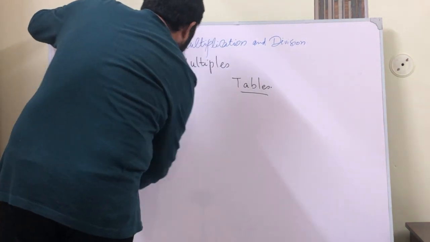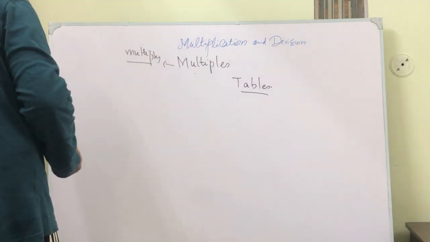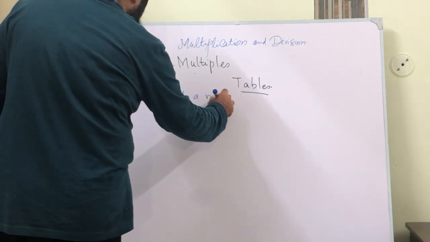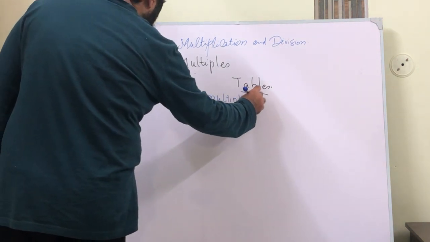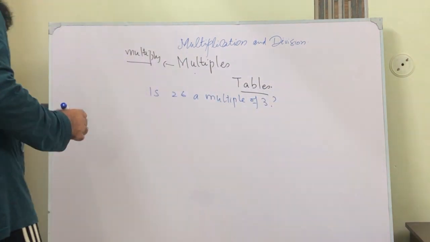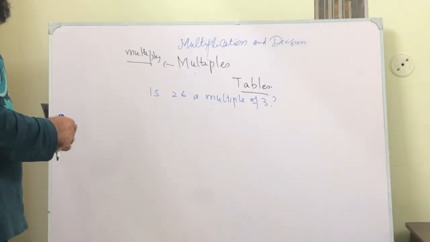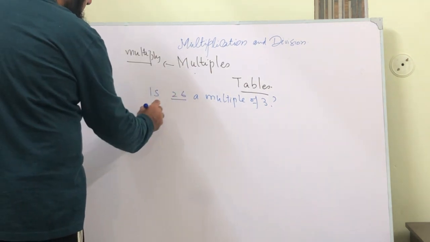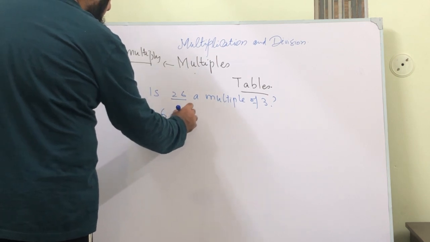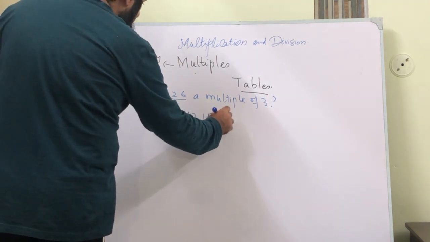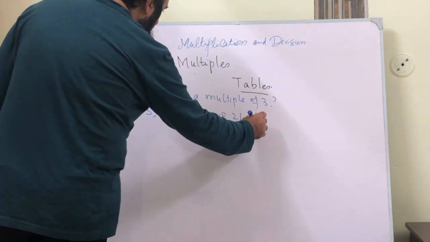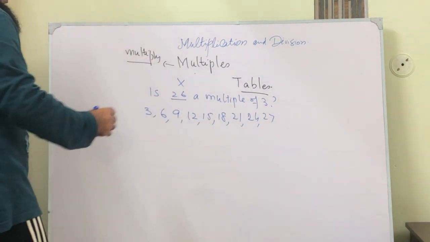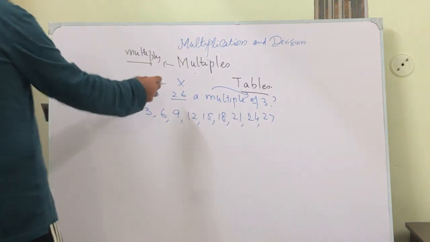The next point is: is 26 a multiple of 3? Multiple of 3 means that you need to write the table of 3 and see whether it comes or not. 3 1s are 3, 3 2s are 6, 3 3s are 9, 3 4s are 12, 3 5s are 15, 3 6s are 18, 3 7s are 21, 3 8s are 24, 3 9s are 27. There is no 26 here, so this is not a multiple of 3.